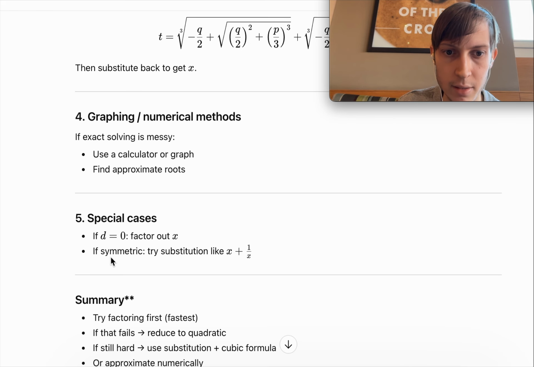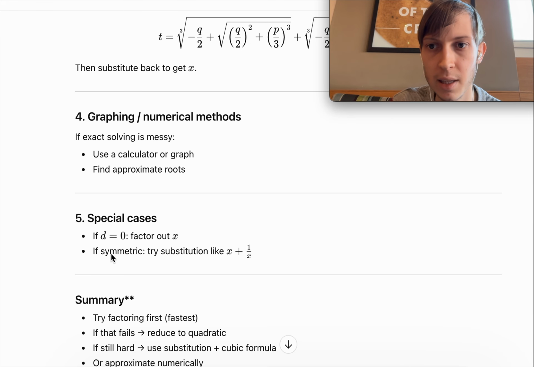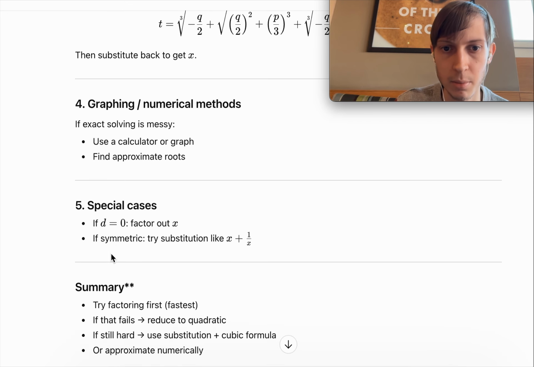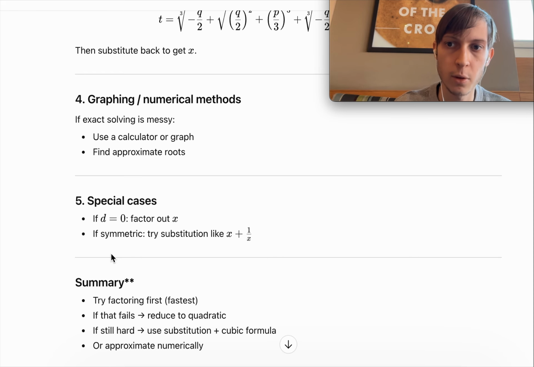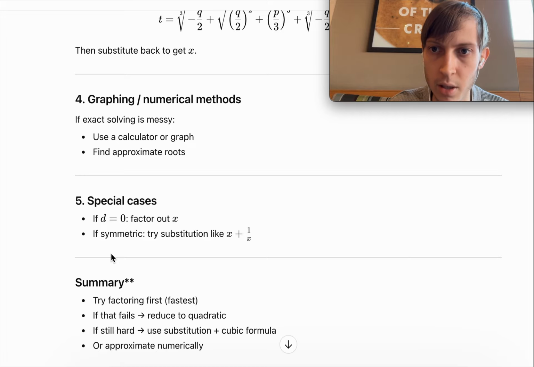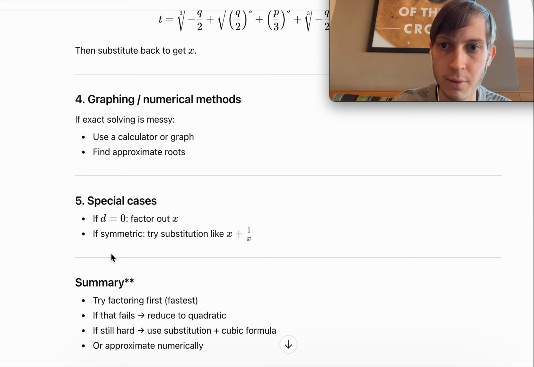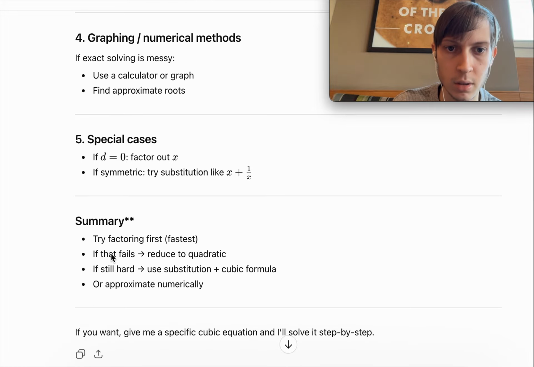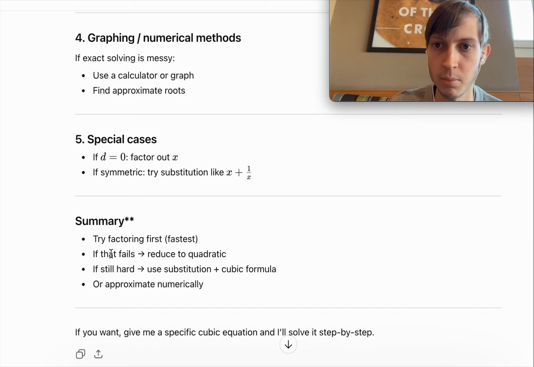Then factor out x. Because we only have terms of at least x to the first, we can factor out x, and we get x times a quadratic. That's a special case, not necessarily simple, but simpler than having a constant term. When you think about it, when you don't have a constant term in a cubic equation equaling 0, you can always factor out the x to the first, because it can be divided directly without any other terms. And if symmetric, try substitutions like x plus 1 over x.